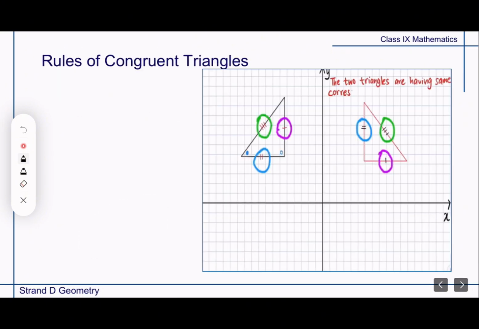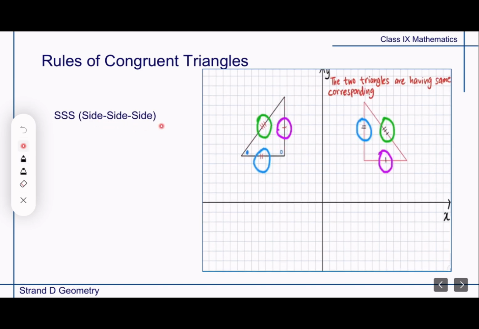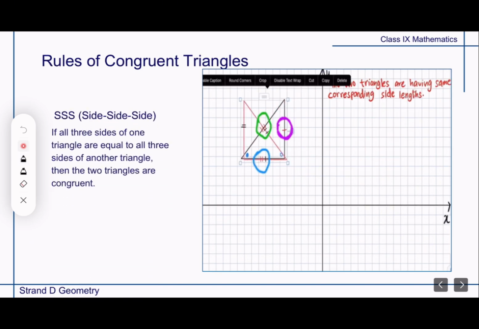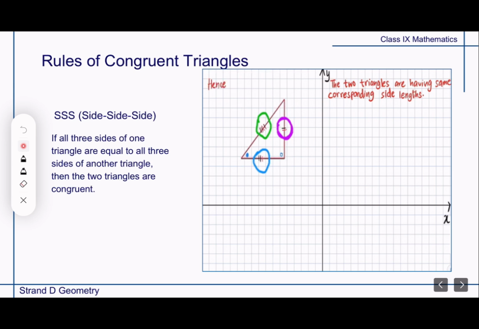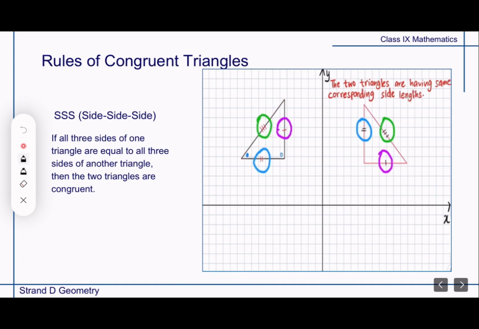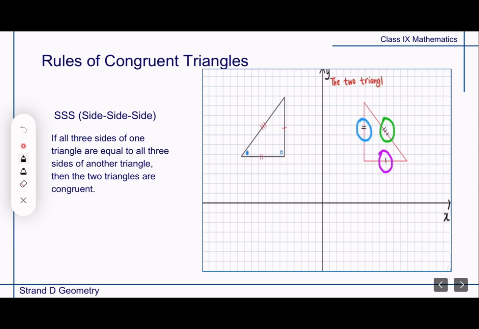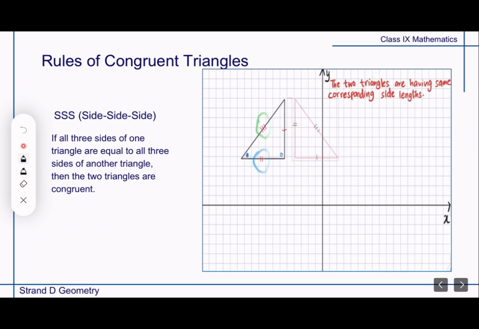Now, the rules of congruent triangles. Number 1, side, side, side. So if all three sides of one triangle are equal to all three sides of another triangle, then we say that the two triangles are congruent. So look at this example, right? The two triangles have the same sides, so that's why the two triangles are congruent.